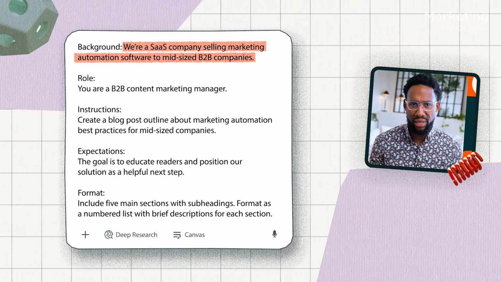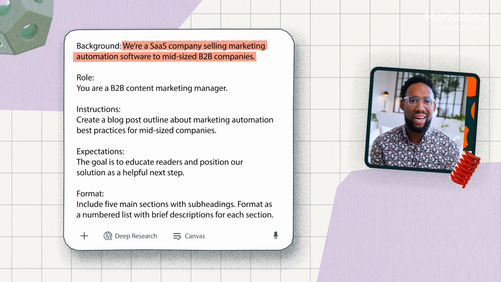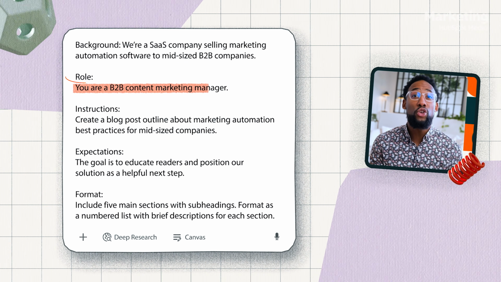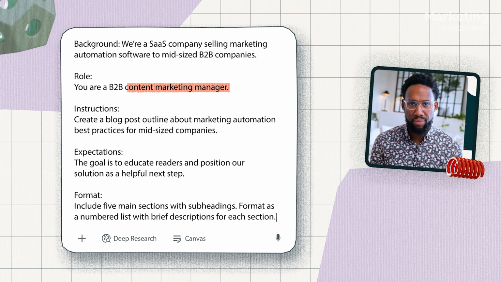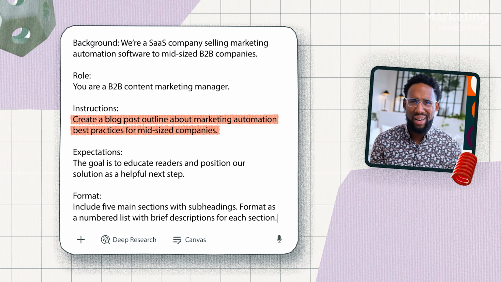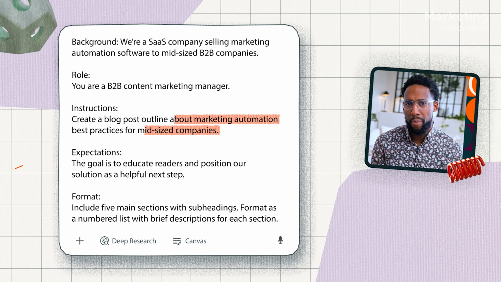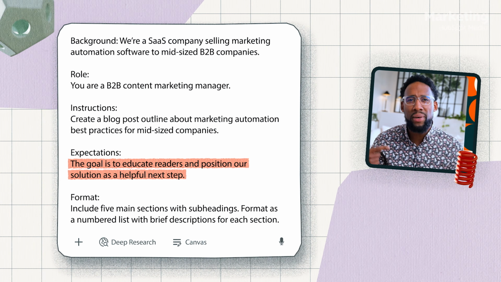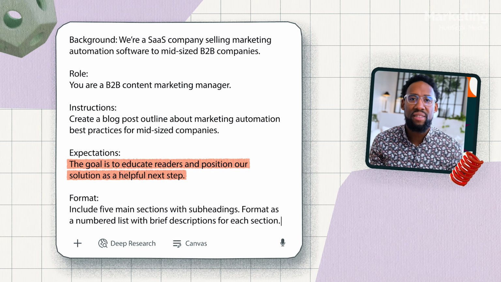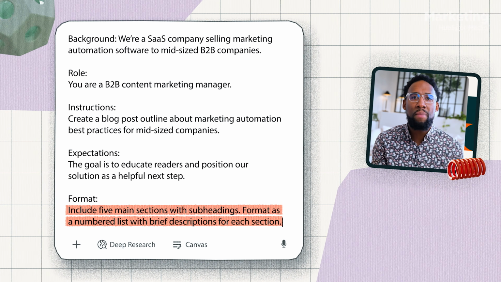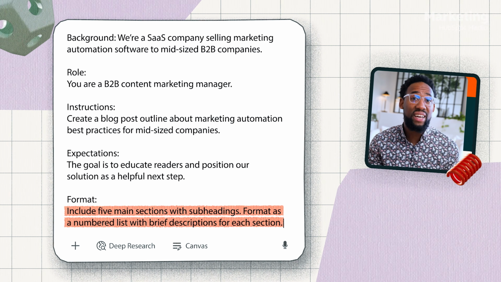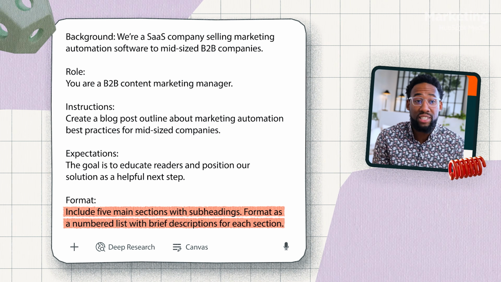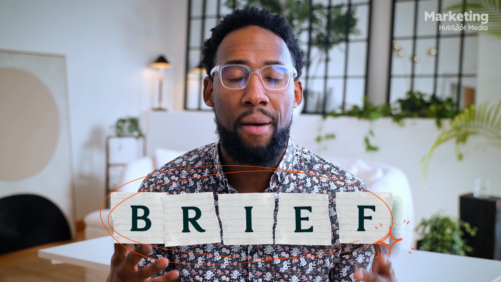Background. We're a SaaS company selling marketing automation software to mid-sized B2B companies. Role. You are a B2B content marketing manager. Instructions. Create a blog post outline about marketing automation best practices. Expectations. Educate readers and position our solution as the next step that they should take. Format. 5 main sections with subheadings formatted as a numbered list, and make sure it's optimized for both search and conversion. Now Gemini isn't just guessing, it's executing from a clear brief. From here on out, every workflow that you use should follow the brief method.